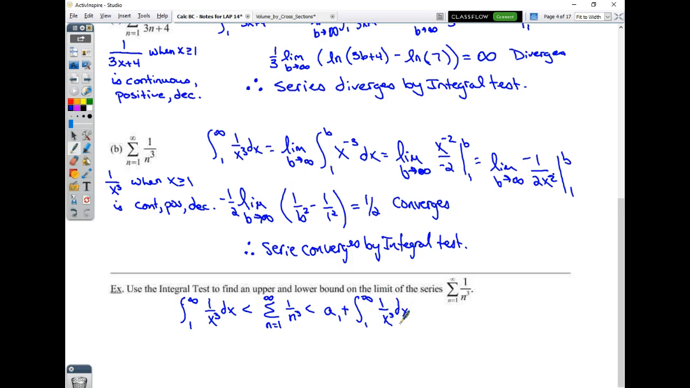Or, put another way, what did the integral equal? The integral was 1/2, which is definitely less than what my series is. And that is definitely smaller than, what's the first term for this? A of 1 would be 1, so 1 plus 1/2.